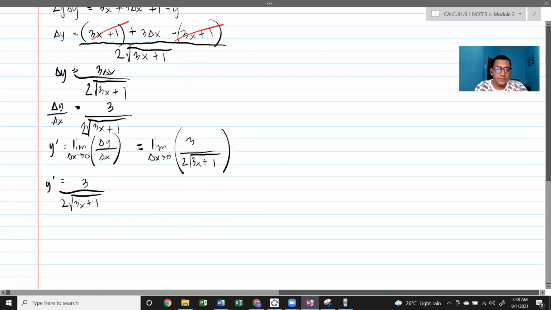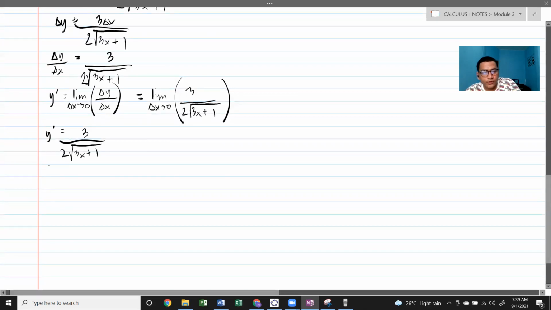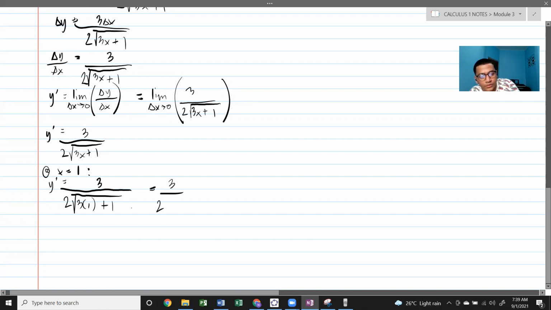Okay. Now that we solve for its derivative, we can solve for the slope at the given point. So x equals 1, another given point natin. So y prime is equal to 3 over 2 square root of 3 times 1 plus 1, which is equal to 3 over 2 the square root of 4, so this is 2. Okay, so our y prime is now equal to 3/4.